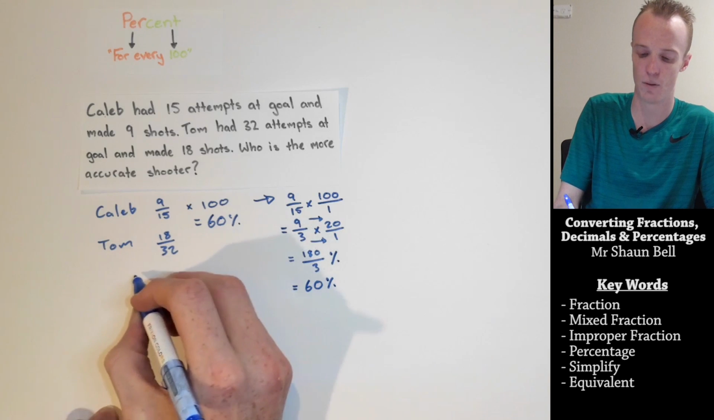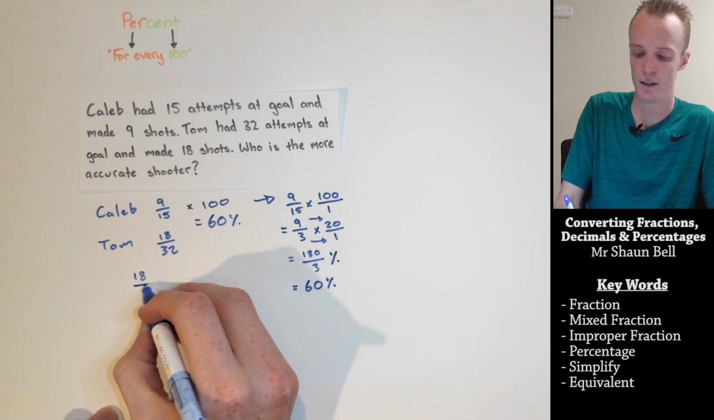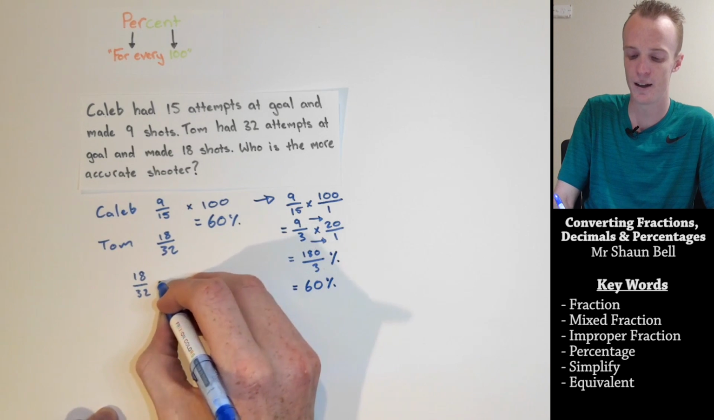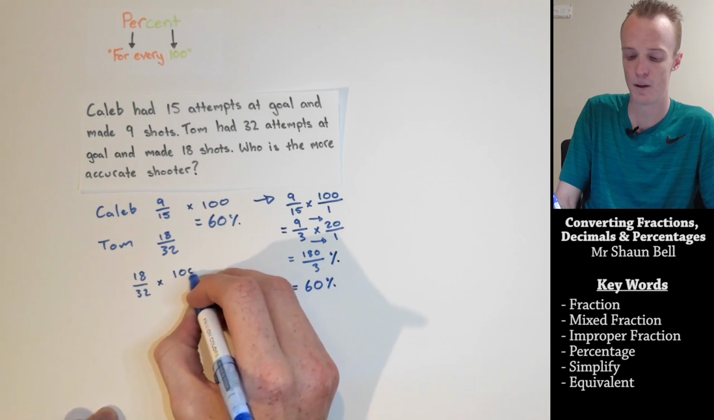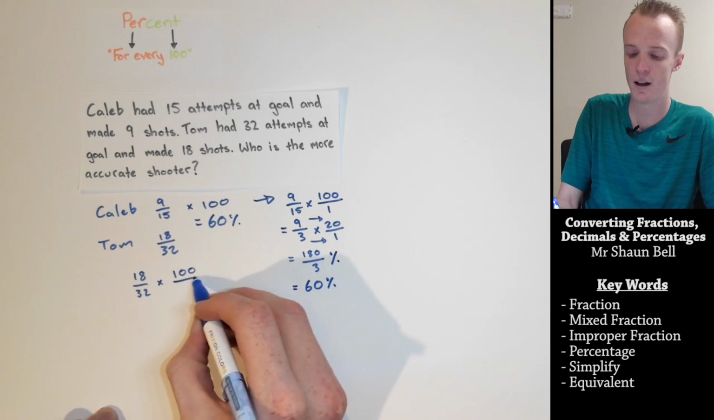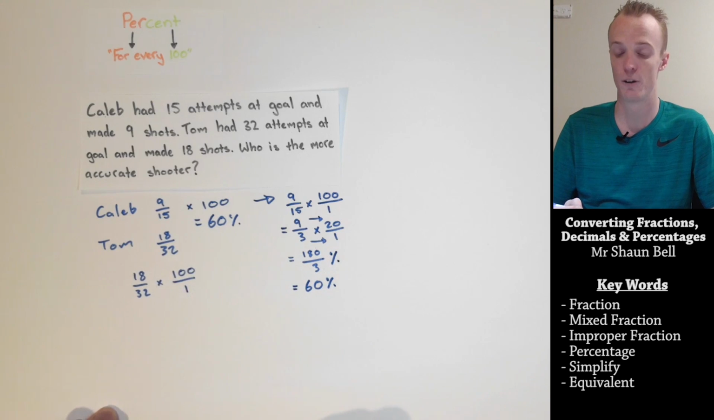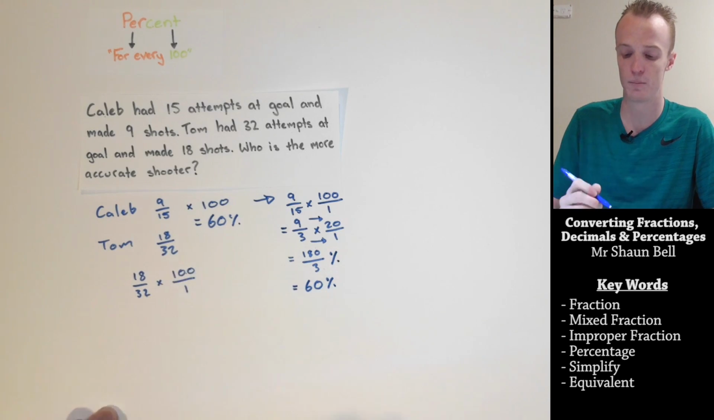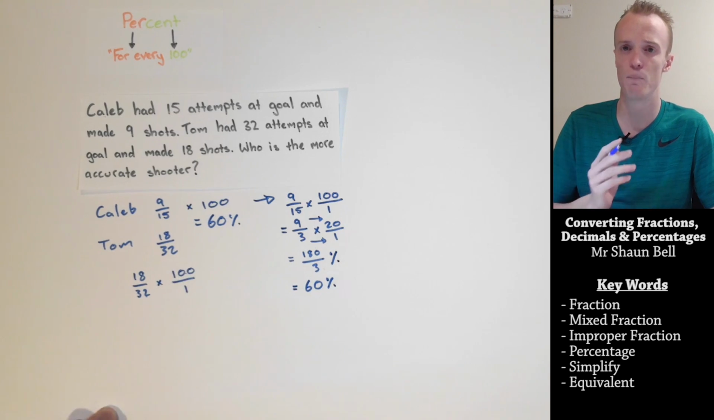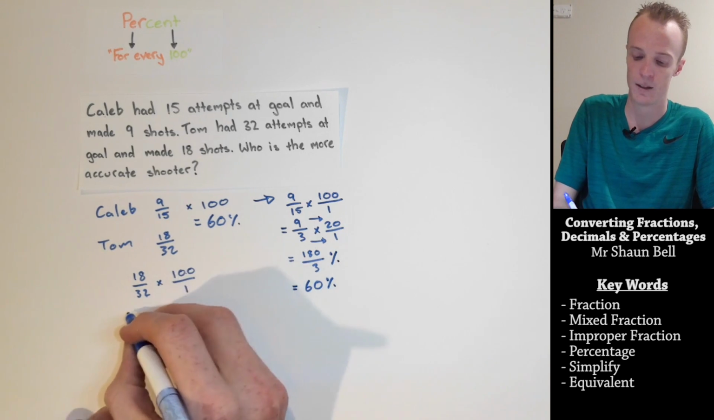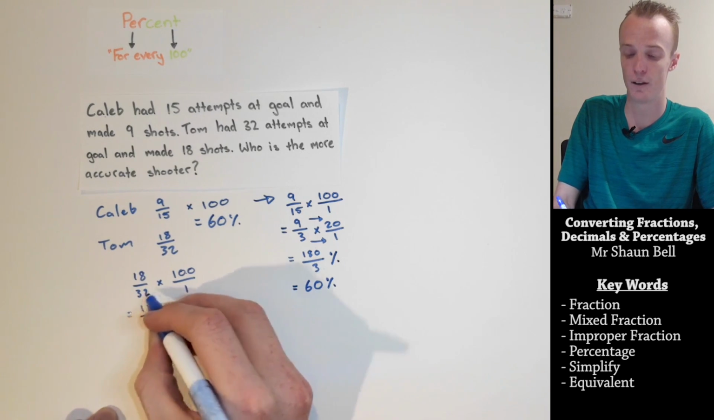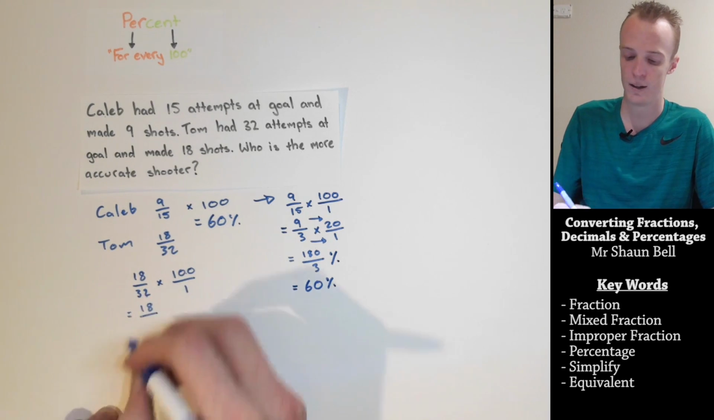Next, let's have a look at Tom. Now Tom here is shooting 18 shots out of 32 attempts. To get that to a percentage, we need to multiply by 100. We represent 100 as a fraction, being 100 over 1. From here, I'll see if I can cancel these two terms down. Now I immediately notice that 32 and 100 can both be divided by 4. So when I cancel this one down, it's going to be 18 over 32 divided by 4 is going to be 8.